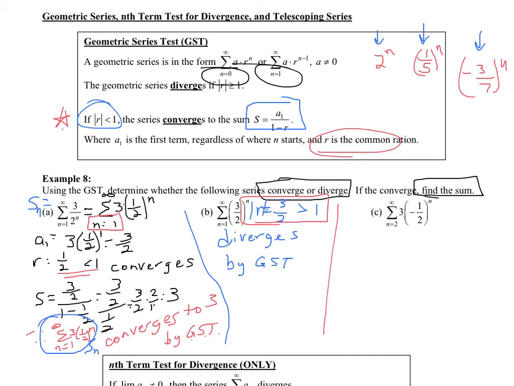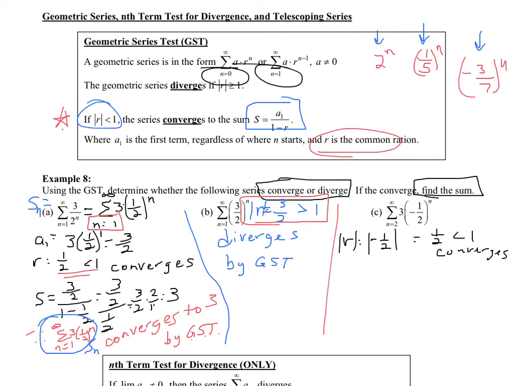All right, so in C we have the sum as n goes from 2 to infinity of 3 times negative 1/2 to the n. So here we have r that is negative 1/2. Okay, so the absolute value of r is the absolute value of negative 1/2. Okay, and that's going to equal 1/2, which is less than 1. Okay, so we're okay there, and so that automatically tells us that it converges. I'll just make a note to myself as I'm working that converges.